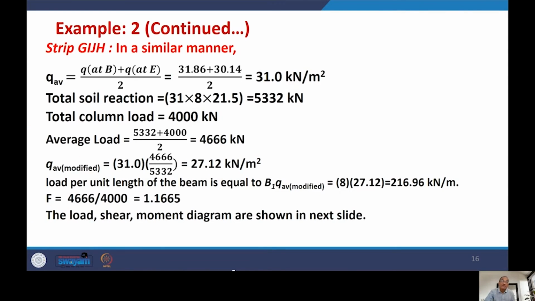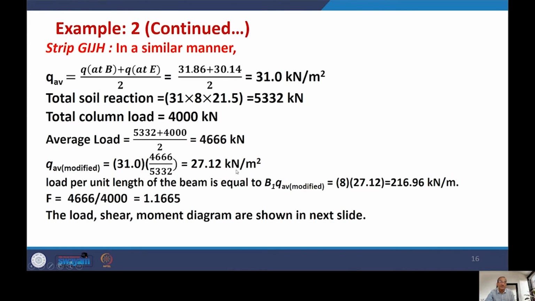Now what is the issue here? The area is increased compared to before, and what is the area? 8 into 20, which is quite high. So you get a total soil reaction quite high, while the total column load is 4,000 kN. Now in this case, your soil reaction is more than the total column load. That is the difference from the earlier step. So the average load will also be more than your total column load, and Q average modified can be found out as total average load divided by the total soil reaction.